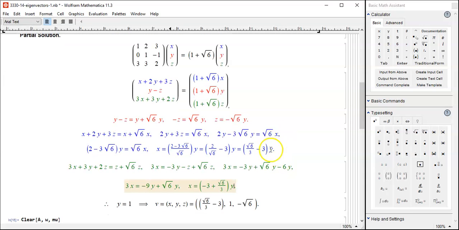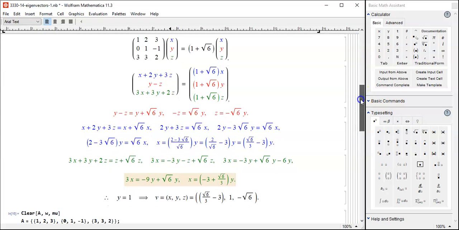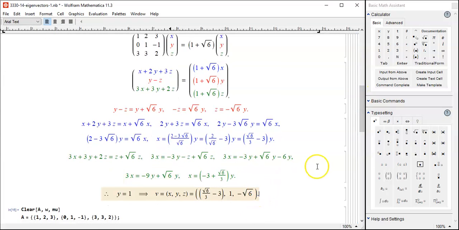I can use either blue or green because they're the same. So plugging in y equals 1, we have this vector. I already used up v, so let's call it w. W of x, y, z, where x is square root of 6 over 3 minus 3, and then y equals 1, so 1, and then negative square root of 6.